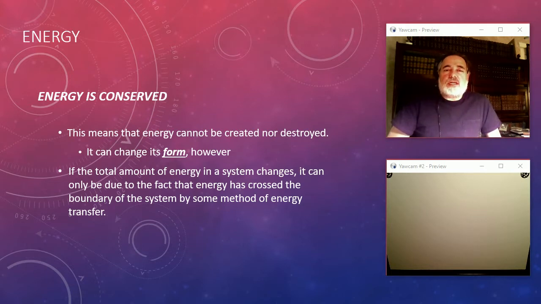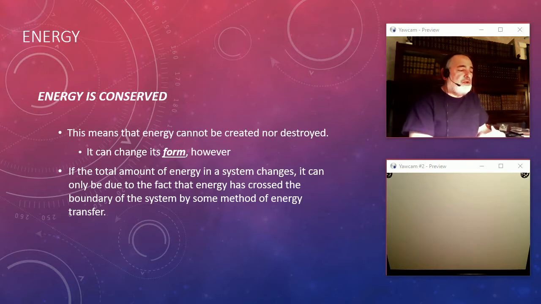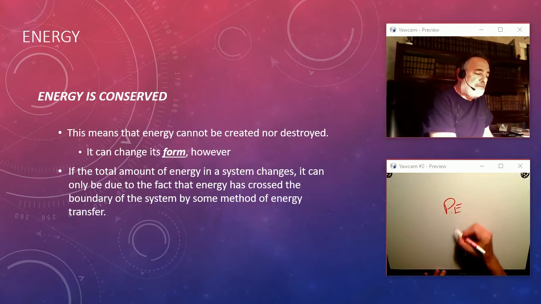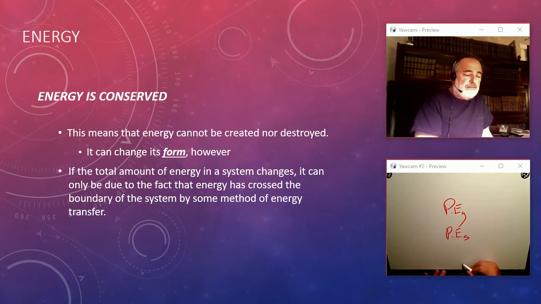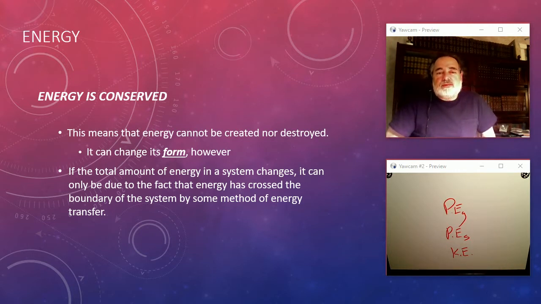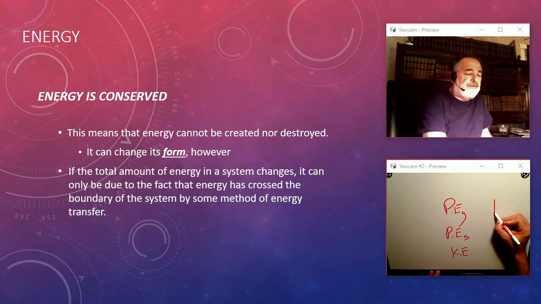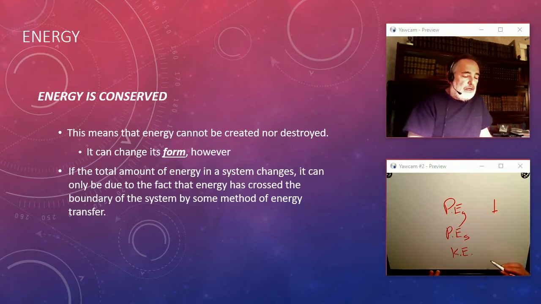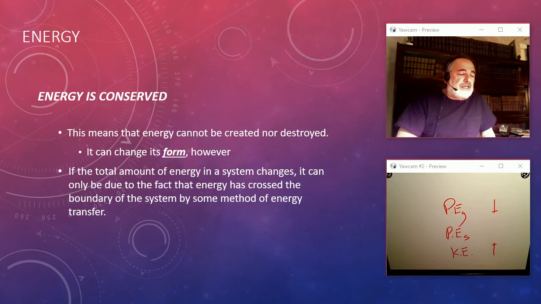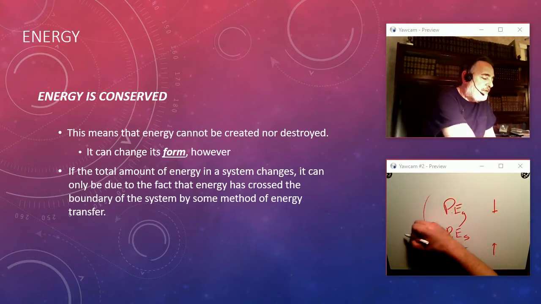This means that energy cannot be created nor destroyed. It can change its form. It can go from potential energy, whether it be of gravity, potential energy due to a spring, or kinetic energy, the energy of movement. We're going to define all these in a little bit. The total energy of a system would not change. The potential energy as something falls will go down, and of course as it falls, its energy of movement will go up. But the total energy in the system will stay constant. Everything's going to stay constant in the total energy of the system.